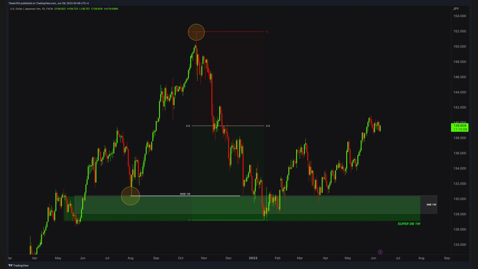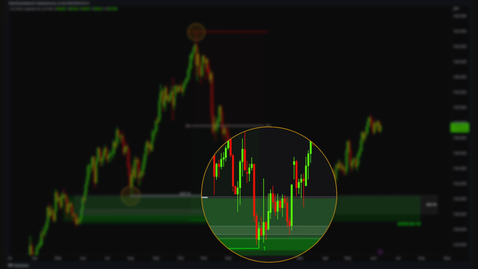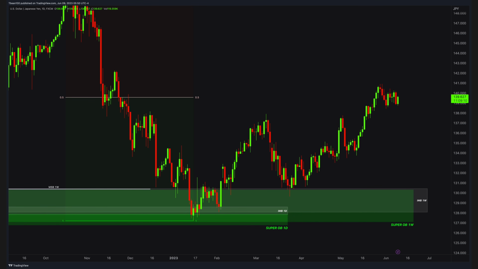Now we are in the daily chart. Let's observe the price further. You can notice this much more precise super order block and daily imbalance. Zooming in to take a closer look at the structure. Notice how the market structure changes right at this point. This creates our daily market structure break upwards. Why did it make an MSB right here then?